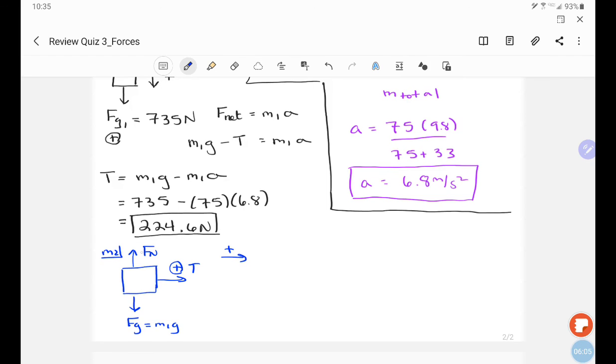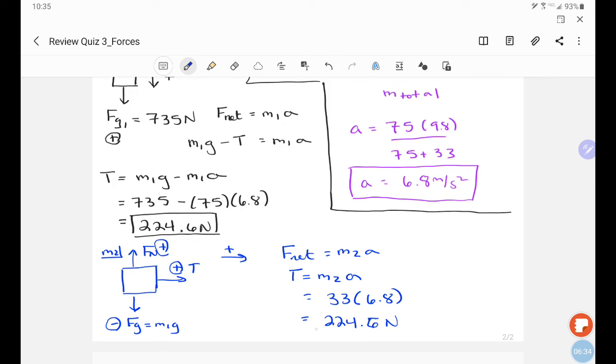Tension is positive, and normal and gravity will cancel. So the only force acting to move M2 is tension. So I have tension equals M2A. So that is 33 times 6.8, which is 224.6 newtons.